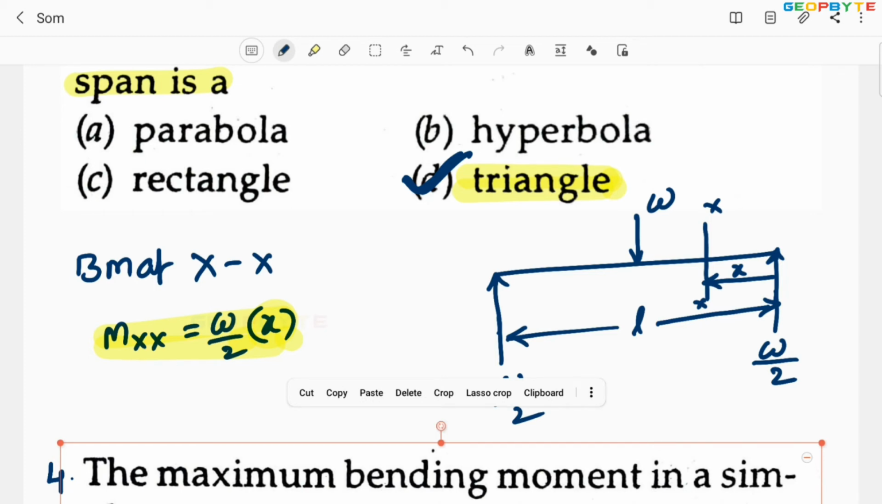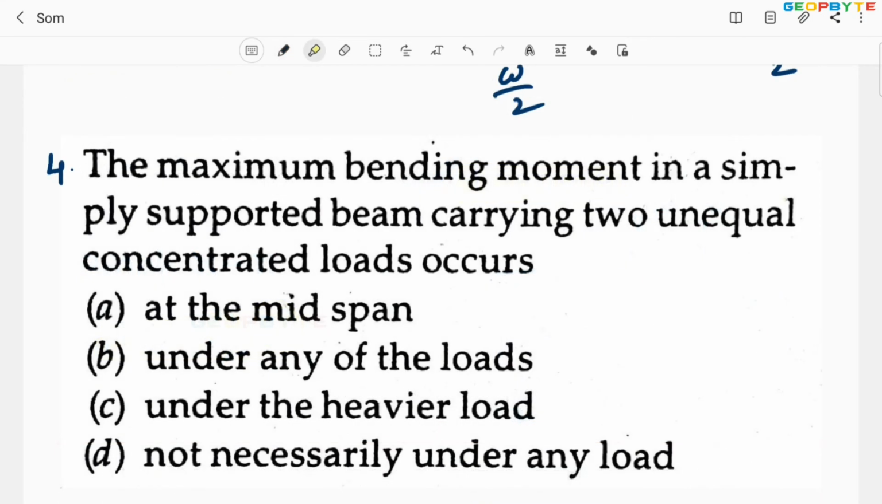Remember, the bending moment diagram under UDL maintains the parabolic shape. The bending moment diagram with point load looks like a triangle. I hope you clearly understood. Look at the next problem.